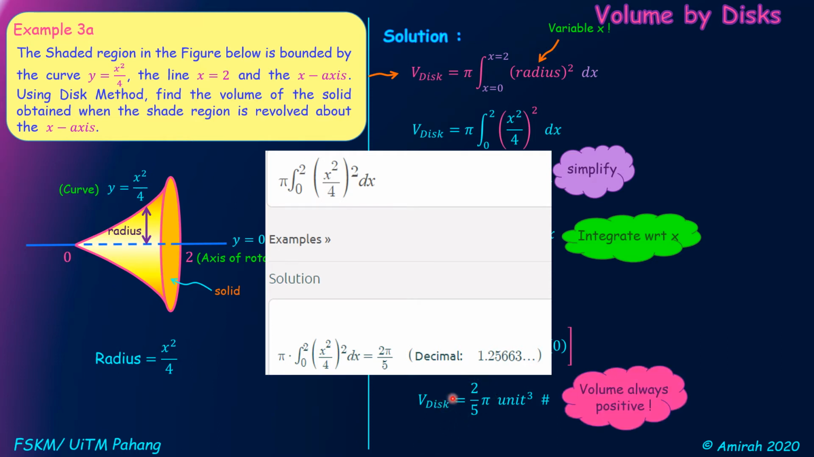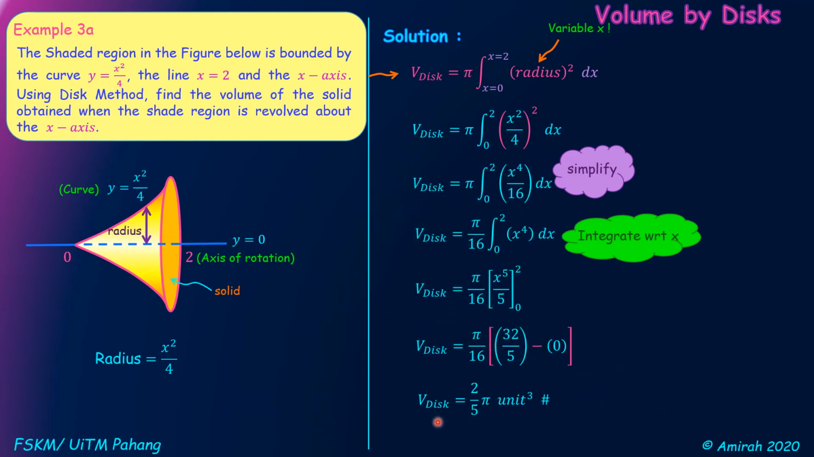Alright. From here, volume always positive. If we get volume negative, maybe we make mistake when we set up the formula, or maybe we make mistake when we integrate. So we get volume by this equals to 2 over 5 pi unit cube. We just leave the answer in fraction and pi, so that the value is more accurate. So this is the final answer.